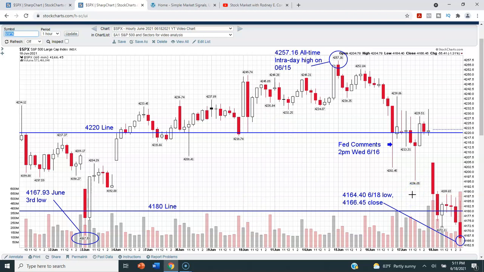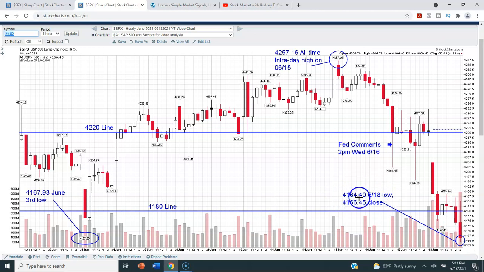We're not going to get too much into that today, but up until really the last hour of trading, it looked like we might be able to close above 4180. Unfortunately, during that last hour of trading, the market went lower and we closed really close to the lows of the day.